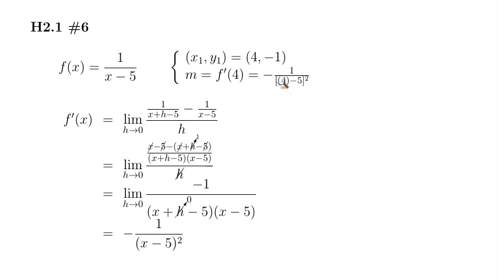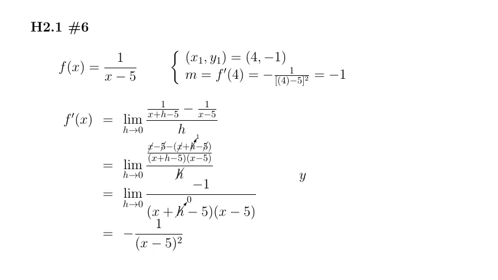All right, so we just plug in 4 for x to get that. And if you compute that, this comes out to be just negative 1. All right, so we got negative 1. All right, so we have everything we need. So here, if you want to write the equation, right?